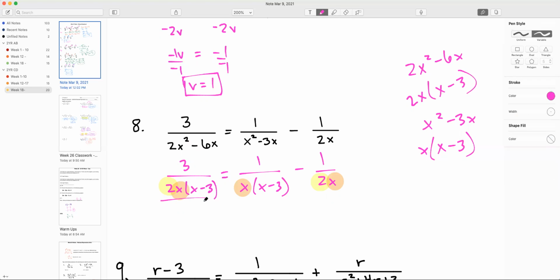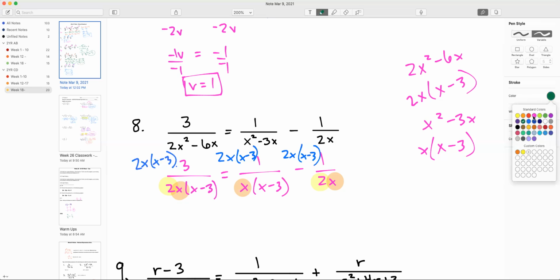So what we're going to do is just use this right here as our number to multiply each top by. So I'm going to take that 2x times x minus 3, and I'm going to do that, okay? Times the 3. 2x times the x minus 3. So all the unique factors that we find in the denominators here.